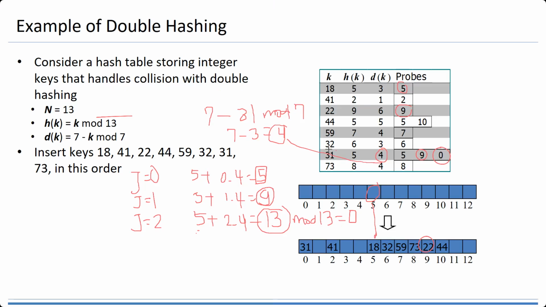Now let's see 31. We can do the probes in the position 5, but the position 5 has been filled with 18. Next, we can put the 31 in the position 9, but position 9 has been filled with 22. So we go to the next, which is 0. Is there any 0? No. Then we put 31 in the index 0.